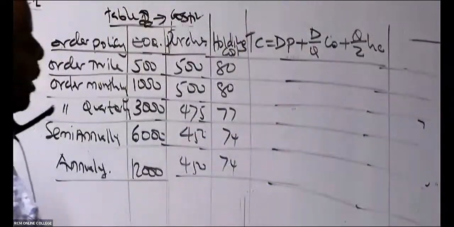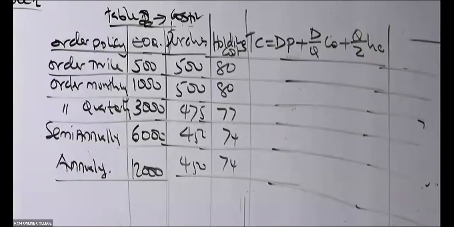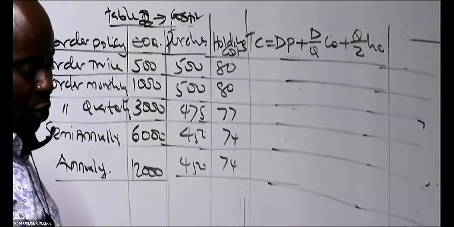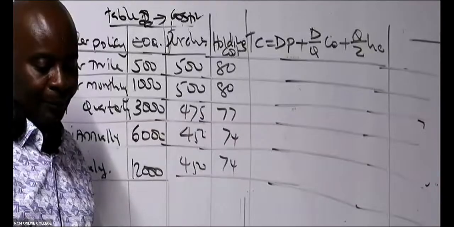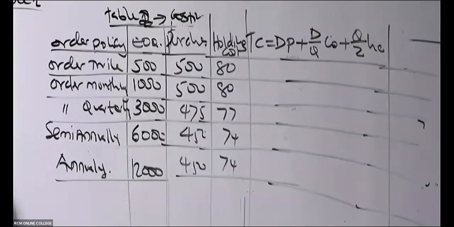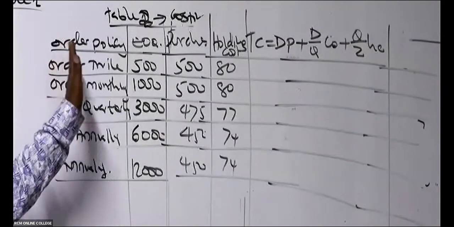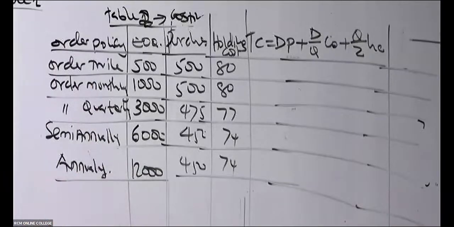So please draw up to here. And once you finish up to here, indicate to me that now you are ready for us to start posting our costs. Total cost is DP plus D over Q CO plus Q over 2 HC. Once you're ready, because unlike me, you guys are copying from scratch, it may take you a few more minutes.